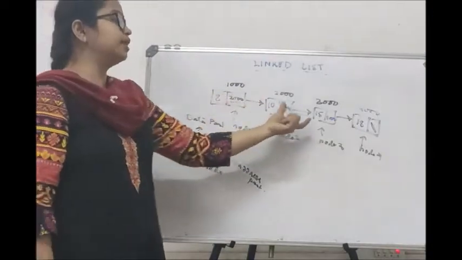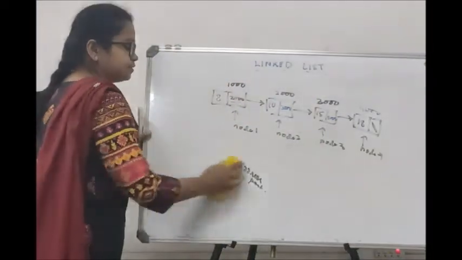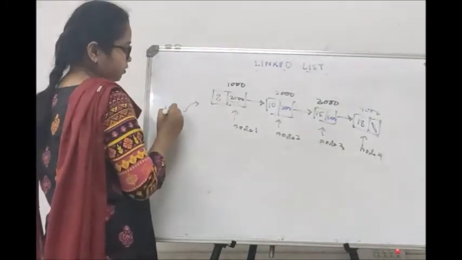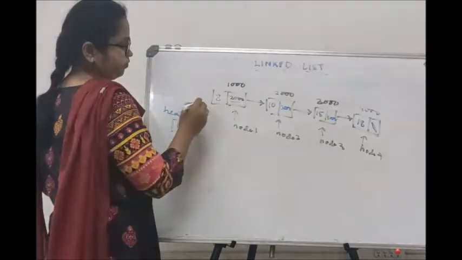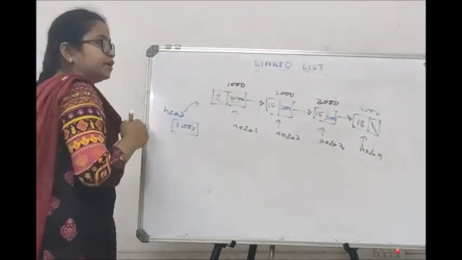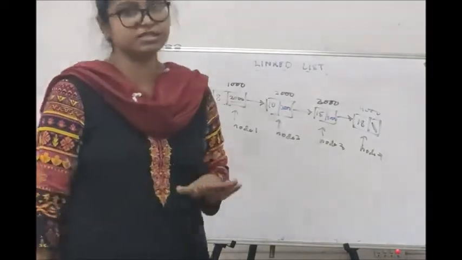So this is how a linked list looks. Now you may ask, ma'am, how to access this? You can access this through a head. Head is a pointer which stores the address of the first node. What is the address of the first node? 1000. So through 1000 we can access the linked list. The access part we will discuss later.